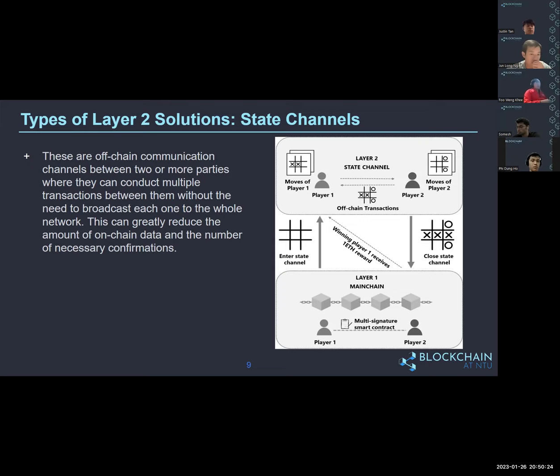Each move of the player creates an off-chain transaction that is stored on the smart contract. When there's a winner, the players close the channel by signing the final state and submitting it to the multi-signature contract. The final state of the contract is then stored on the Ethereum main chain, and the prize money of the one Ethereum is transferred to the winner. So essentially, it's an off-chain communication channel.